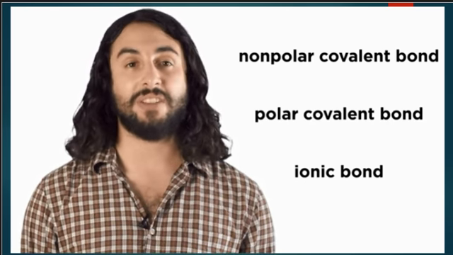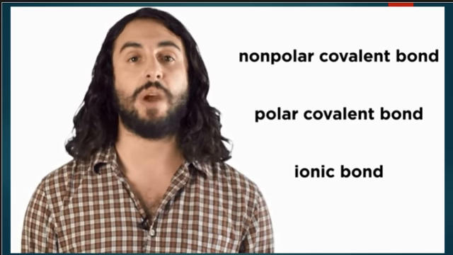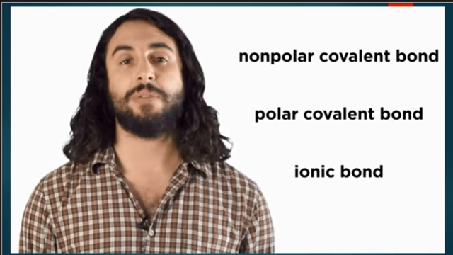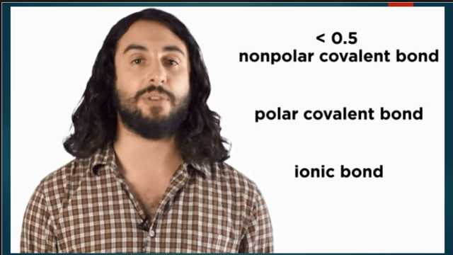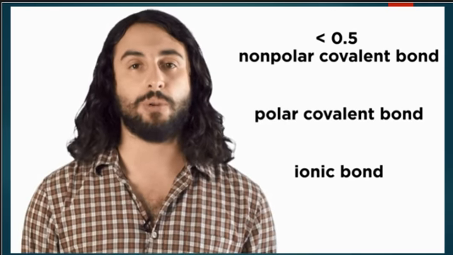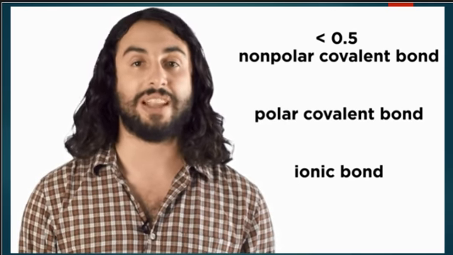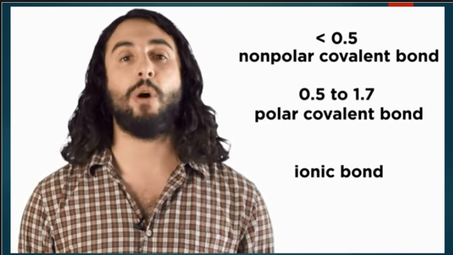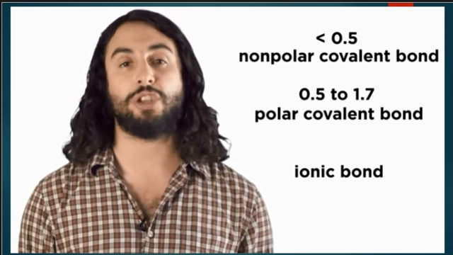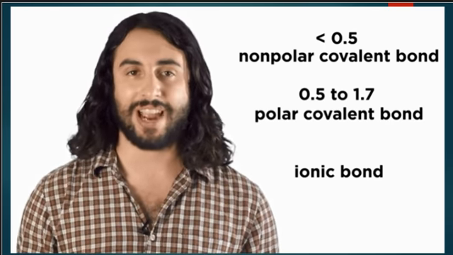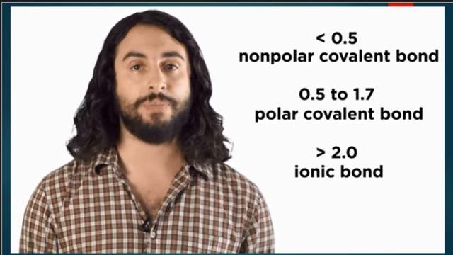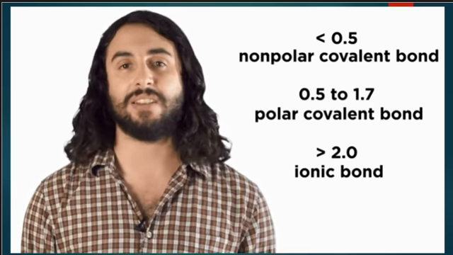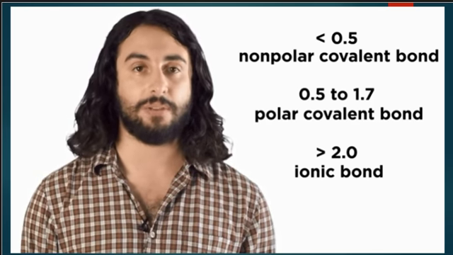Remember that you can predict the type of bond that will form between two elements by comparing their electronegativities. If the difference is very low, less than 0.5 or so, it will be a nonpolar covalent bond where the electrons are shared evenly. If between about 0.5 and 1.7, it'll be a polar covalent bond where the electrons are shared, but one atom holds them more tightly. If above 2 or so, one atom will simply steal an electron from the other, and you'll get ions that are joined by an ionic bond.